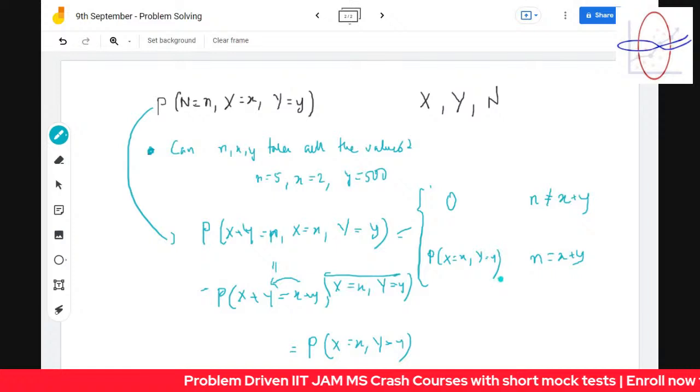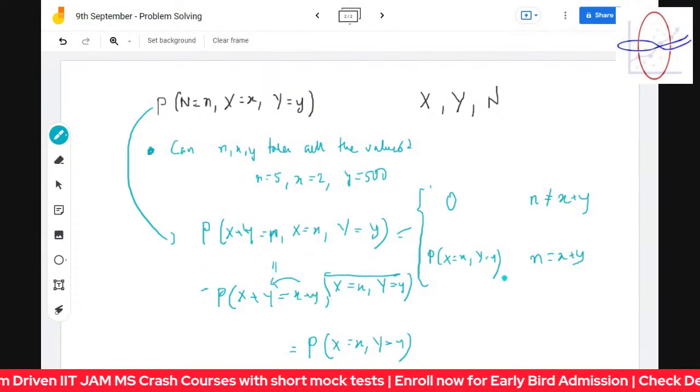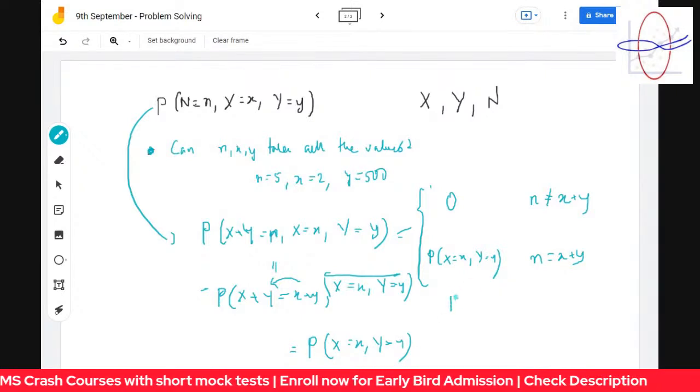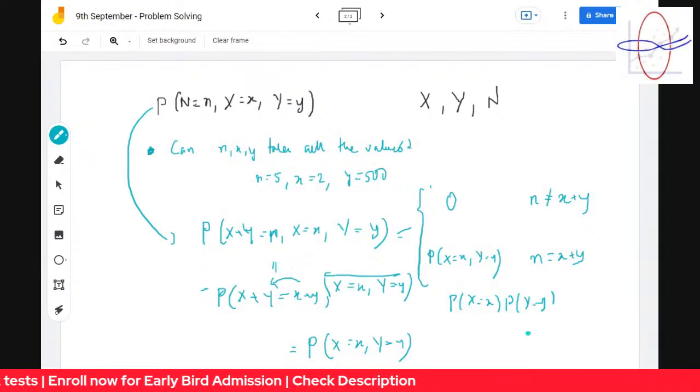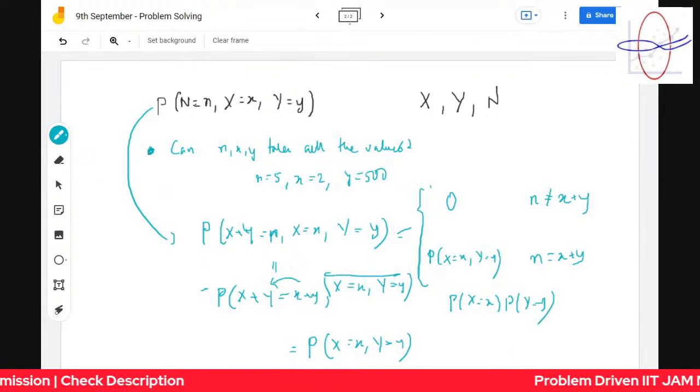So therefore, this is happening. All of you understood this simple idea, that now we can easily find out this value, right? Why? Because we know it's equal to probability x is equal to x and probability y is equal to y. So they're independent. We can use this property. So now see the difficulty.